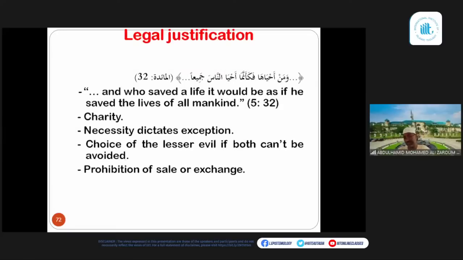But in contrast, those who say it is permitted depend on another ayah in Surah Al-Ma'idah, verse 32: وَمَنْ أَحْيَاهَا فَكَأَنَّمَا أَحْيَا النَّاسَ جَمِيعًا. The person who saves a life, it is as if he has saved the entire humanity. It would be as if he has saved the lives of all mankind. And it is also part of charity, sadaqah jariyah.